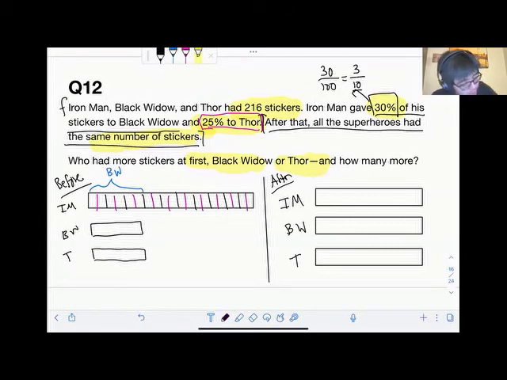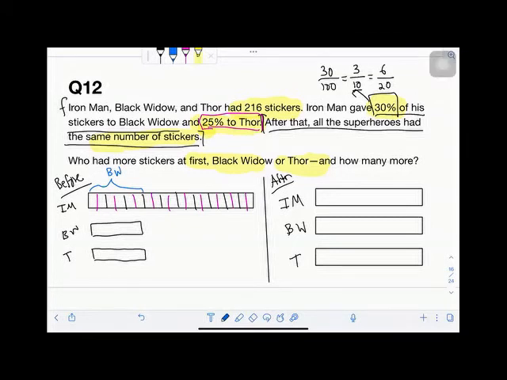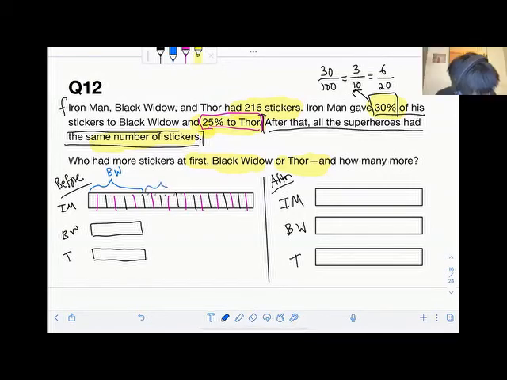So hindi na po tayo out of 10, out of 20 na po tayo, no? Tayo, sir. Okay. So 25% is? Yung 25% o 5 po, sir, na box. Okay. 1, 2, 3, 4, 5. 5 box na pumunta kay Thor.